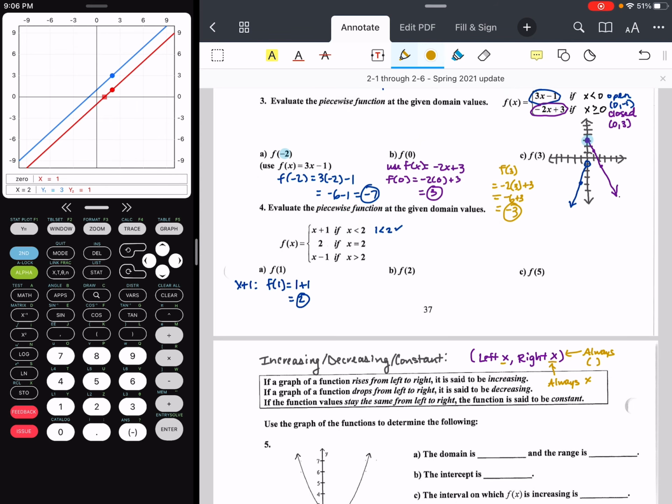F of 2 equals 2, right? That's the part of the domain that's in. So for this part of the function, we're just going to use 2. So lots of 2's here. F of 2 equals 2.